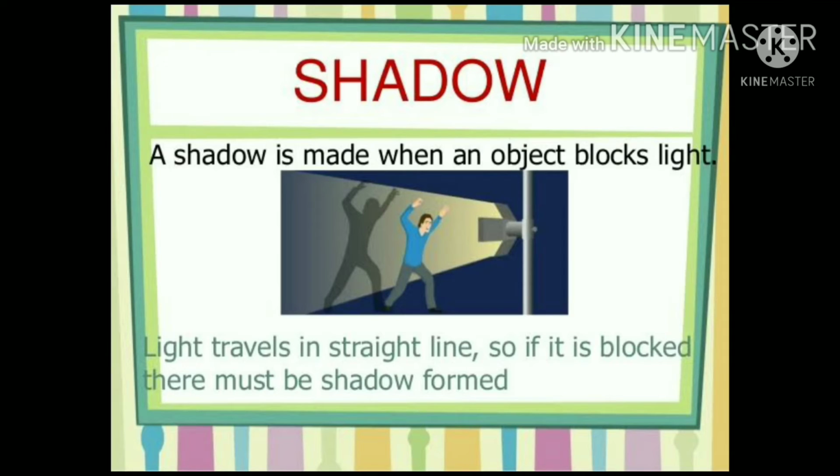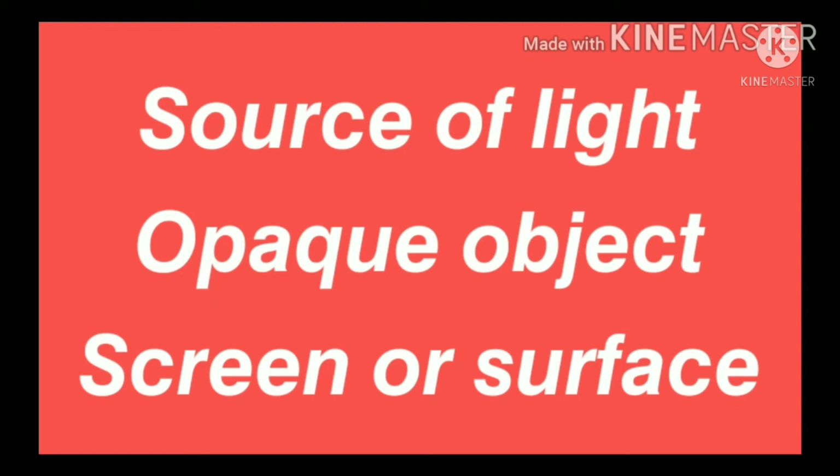So three things are required for a shadow to form. First one, a source of light. Second one, an opaque object. And third one, a screen or surface behind the object. These are the three things we need to form a shadow. A shadow will not form if any one of these is absent.